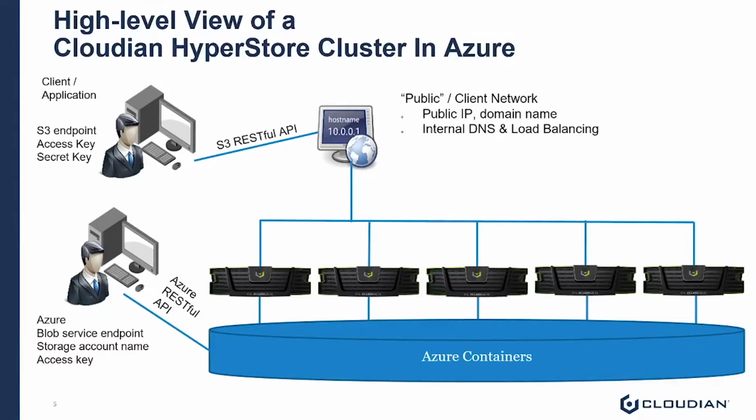Internally, there's DNS and load balancing. Since every node within the cluster is a peer, and any node can be a controller for a specific transaction, we want to distribute the workload across all the nodes. And this is also how we expand performance as we expand the cluster. The objects are tiered out of the Cloudian cluster into Azure containers, which then allows Azure to directly access those objects via the blob service endpoint, the storage account name, and the access key.